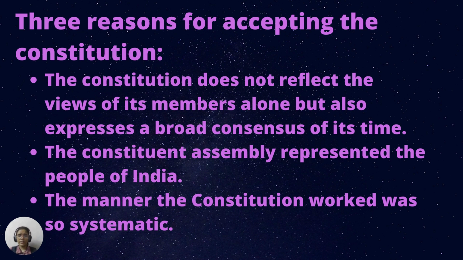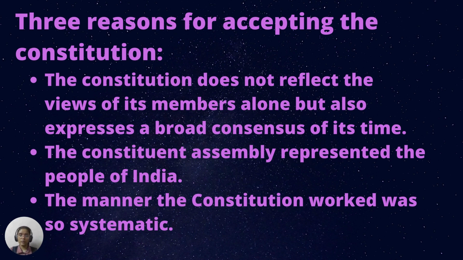The Constituent Assembly represented the people of India, and it consisted of different people of different caste, religion, and creed, who were from different parts of the country, as they were elected by the provincial legislature and indirectly elected by us.